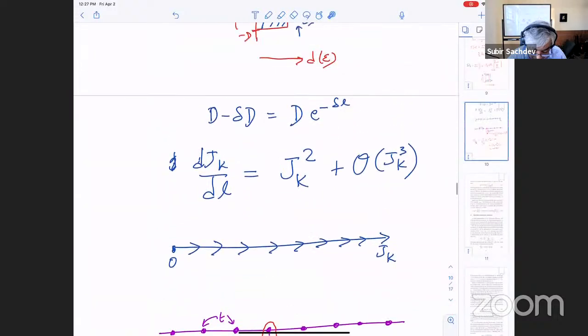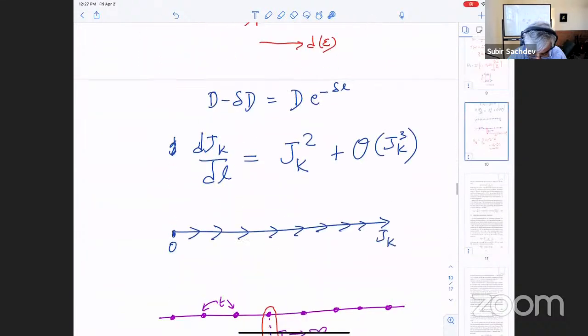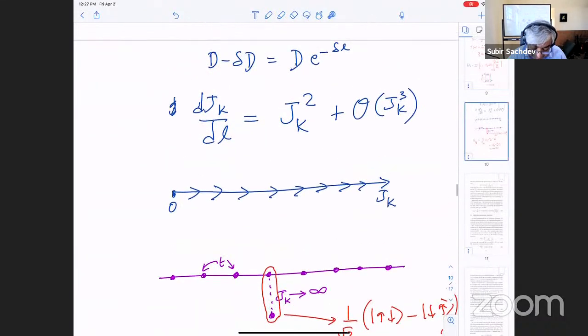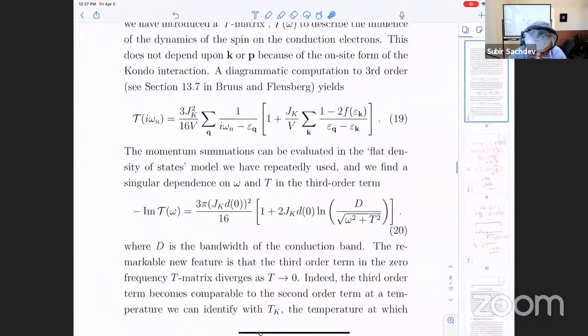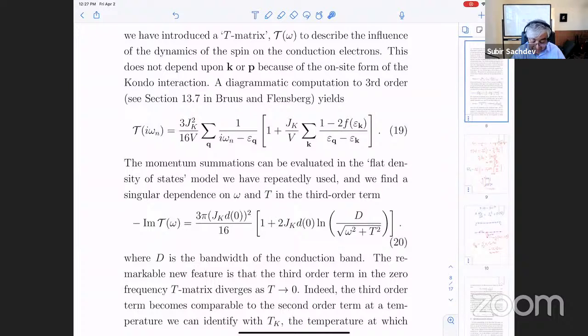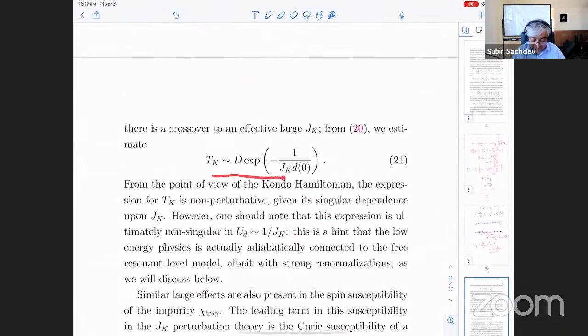And one thing I forgot to do. I think I said that last time, and you can also see it from the RG. Let me just repeat what I said last time, and you can read the notes for further discussion. So you have this correction, 1 plus 2 JK D of 0 times log of 1 over temperature. You ask at what temperature does this correction become of order 1, and when you estimate the temperature, you get this estimate of the Kondo temperature. It's exponentially small in the bare Kondo coupling.